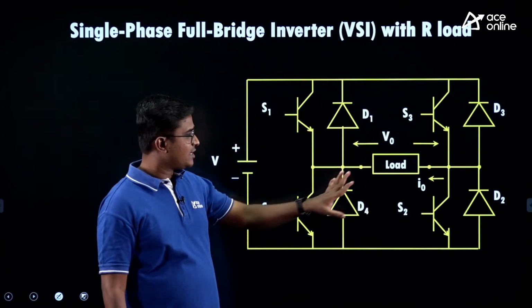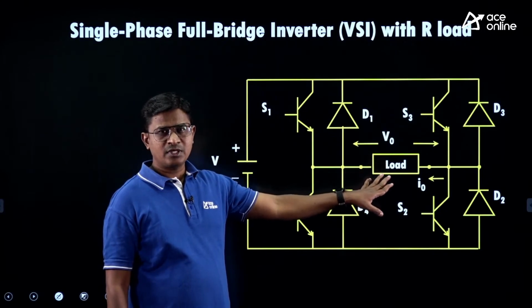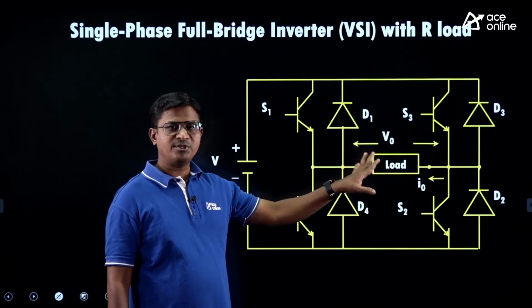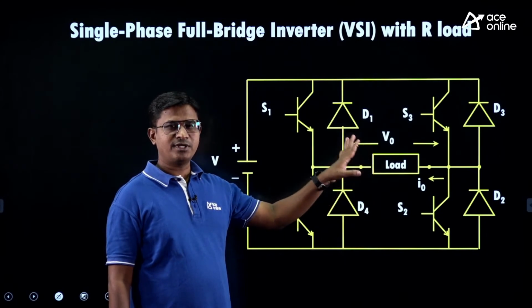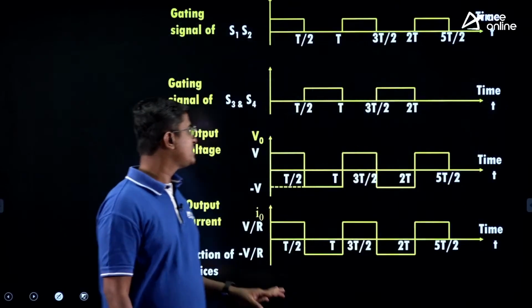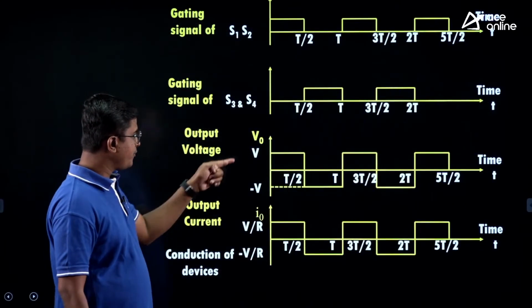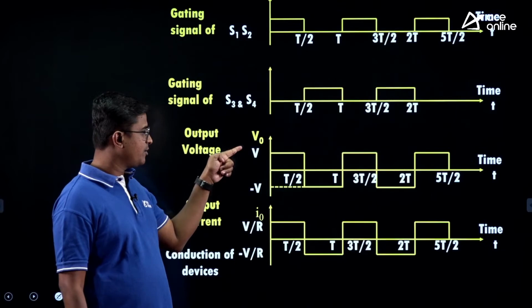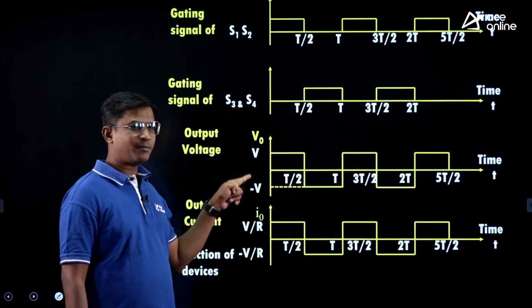Here also for R load, the output voltage waveform is a square function only. For L load, square function. For RL also, it is a square function. The only difference is, instead of V by 2 and minus V by 2, now that will be V and minus V, V and minus V.